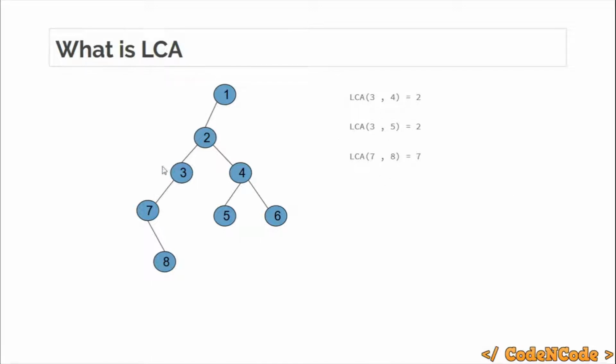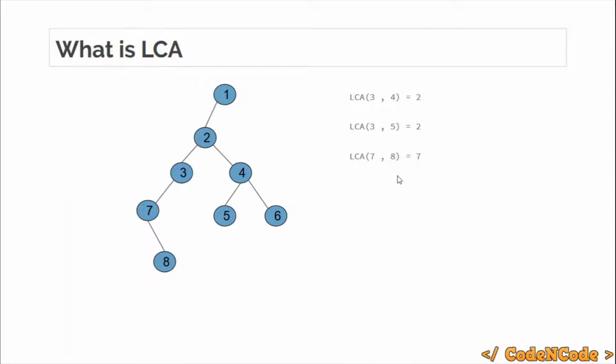So LCA of 3 and 4: the ancestors of 3 are 3, 2 and 1, and yep, in the definition of LCA, each node is considered to be ancestor of itself. So the ancestors of 3 are 3, 2 and 1, ancestors of 4 are 4, 2 and 1. You see, the first ancestor which is common to both 3 and 4 is 2, so LCA of 3 and 4 is 2. Now LCA of 3 and 5, again 3, 2, 1, and 5, 4, 2, 1. So the first common node is 2. So the LCA of 3 and 5 is 2.